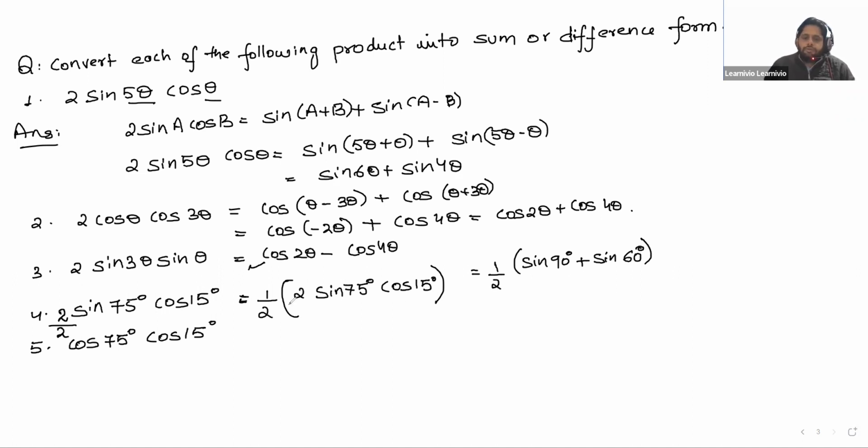Okay, sir. Getting the same answer, Rutvika? No, I got 75 cos 15. Why are you getting that? Please check here. The formula is sine A plus B. A plus B means 75 plus 15, 90, plus sine A minus B. A minus B means 75 minus 15, that is 60. Okay, sir. Okay, please do the 5th one.